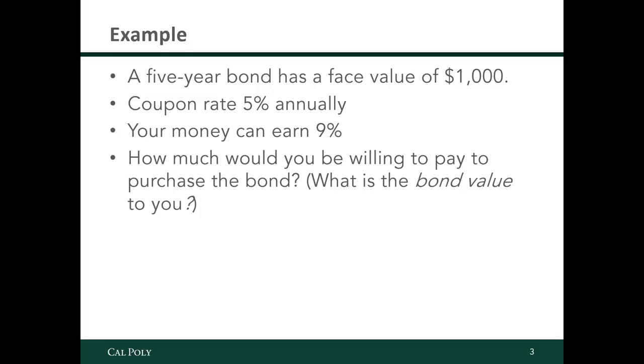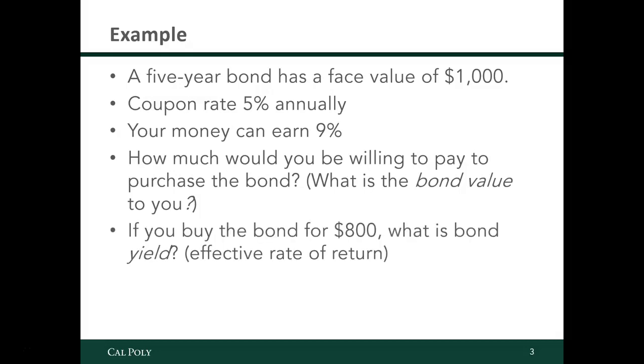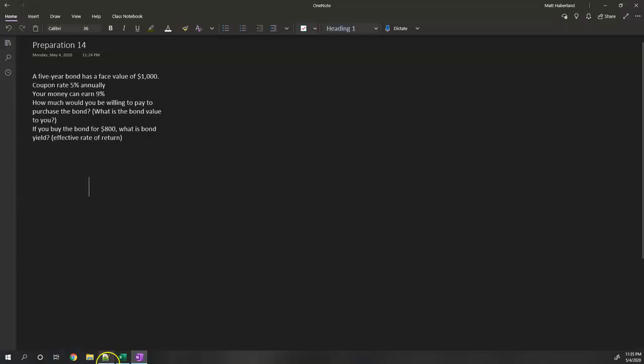Now, what you should be willing to pay depends on your own personal interest rate, and so it's going to be the net present value. And if you buy the bond for $800, what does the bond yield? What's the effective rate of return? This problem here, we're going to solve by hand. Since the yield, effective rate of return problem, typically needs a spreadsheet, we'll start with this one. What are we willing to pay to purchase the bond?